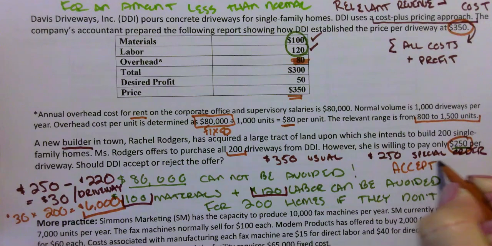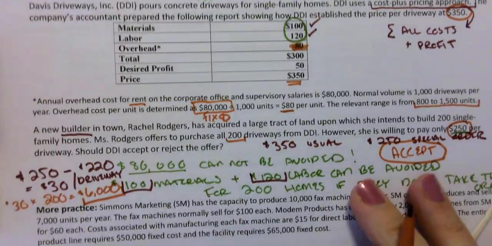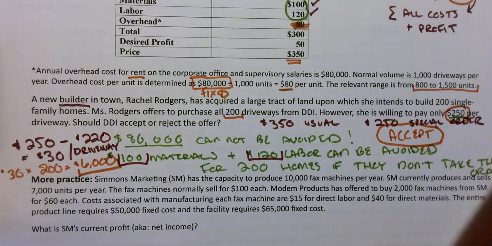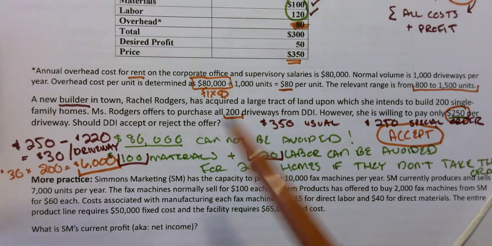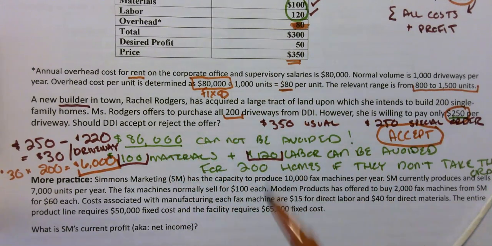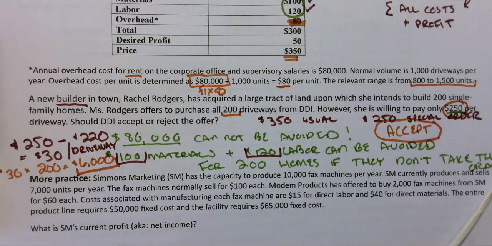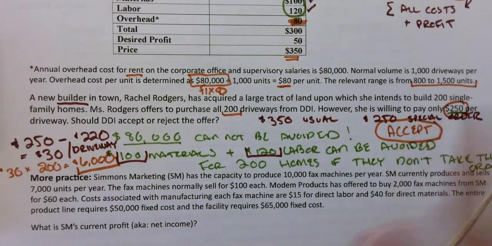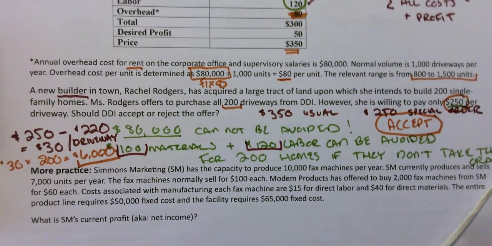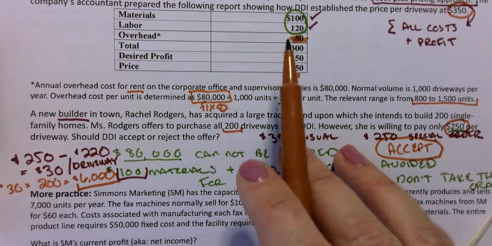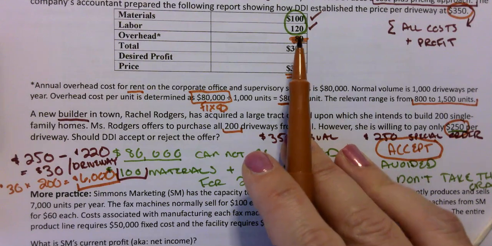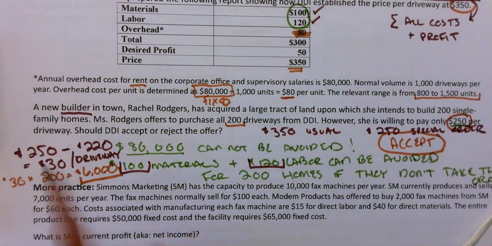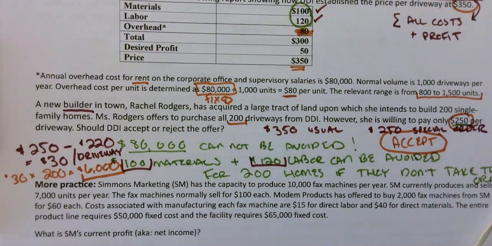This is solely based on quantitative reasoning, though. We're not talking about things like capacity. We're not talking about do we even have the capabilities, the labor, the workforce. There's a lot of other things to consider. But when it comes to numerical quantitative analysis, then yes, we would accept it because the cost to us would just be an additional $220 per driveway, and the driveways would bring in $250 in revenue.